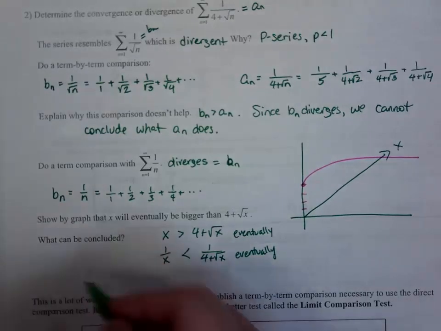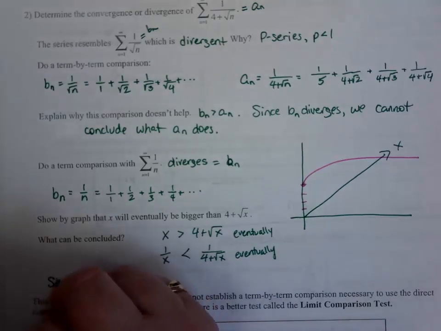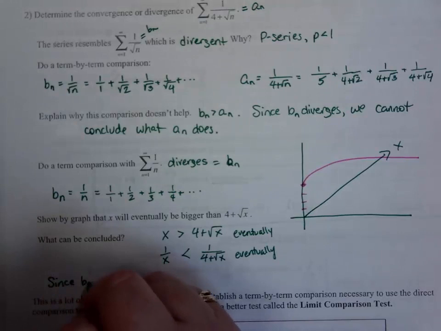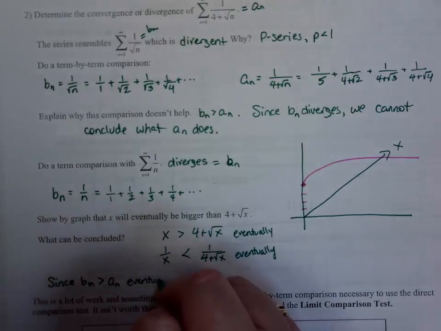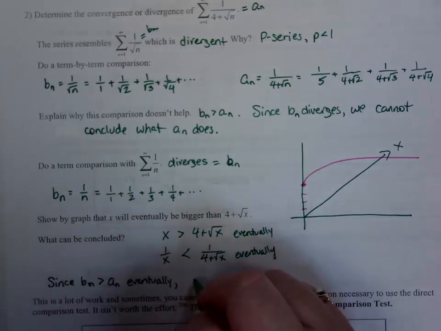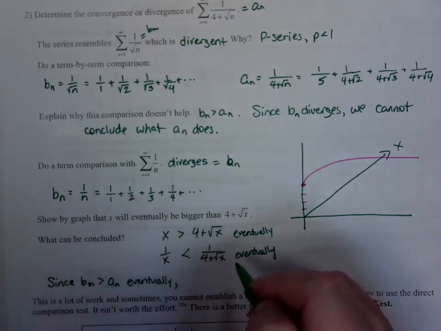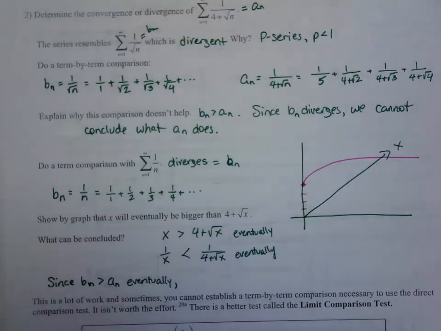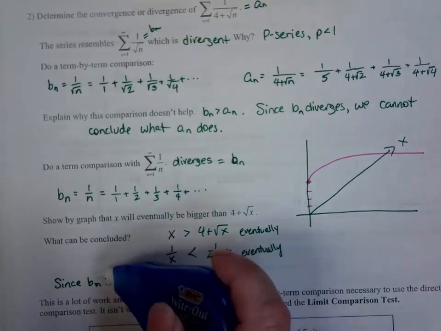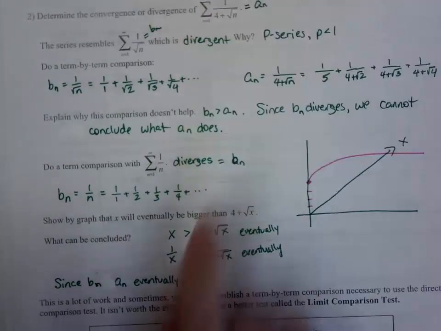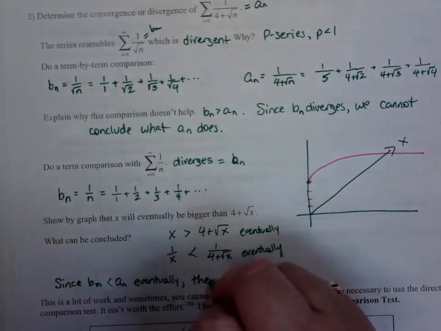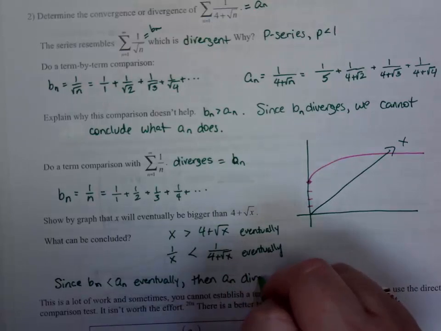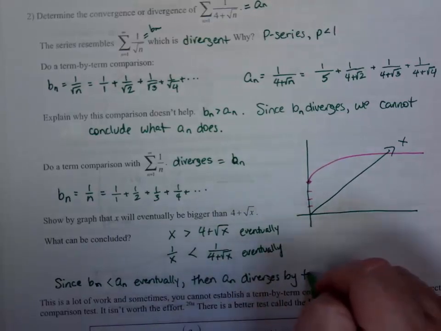So basically we can say since B of n is greater than A of n, eventually, did I say that backwards? I think I just did. B of n is less than A of n. I did say it backwards. Rats. Because that's what I wrote right here. This is B, this is A. B of n is less than A of n eventually, then A of n diverges by the direct comparison test.